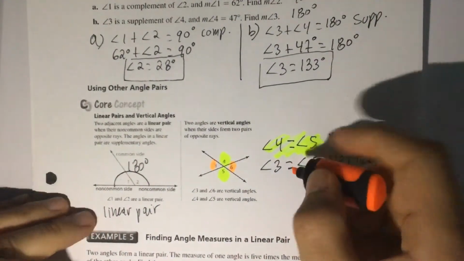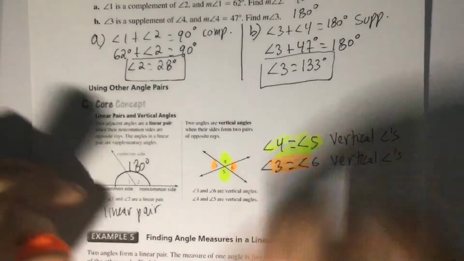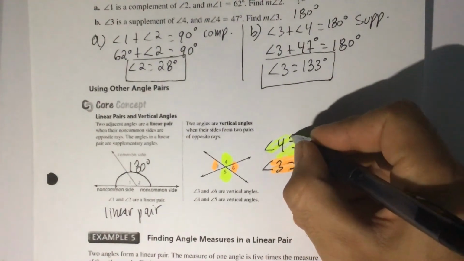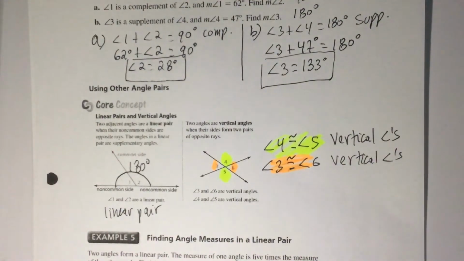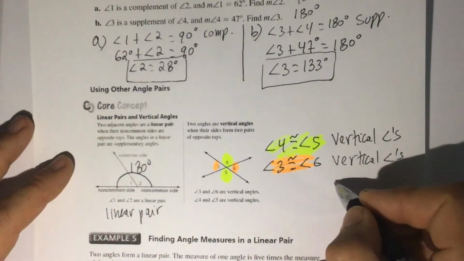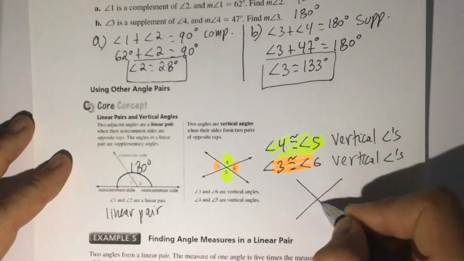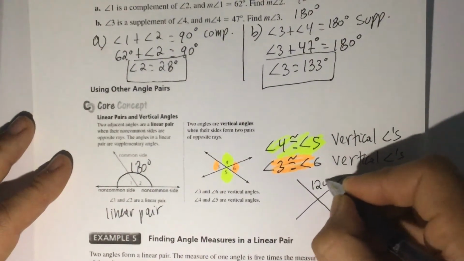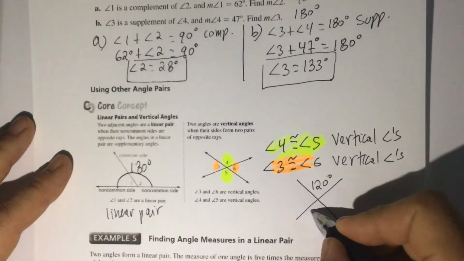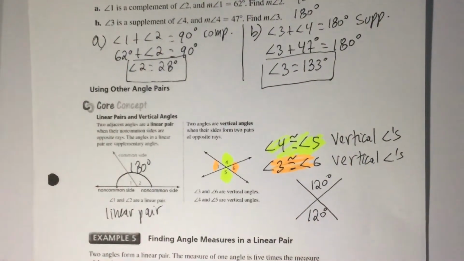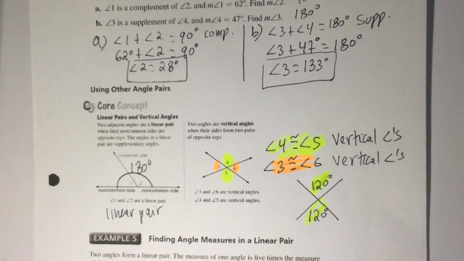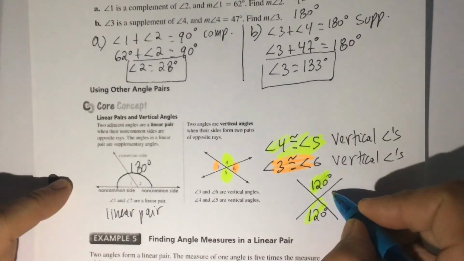So again, when you cross two lines, the opposite angles are vertical and they are also equal to each other, or congruent to each other. Okay, instead of using equal, we can use the word congruent. For example, if I cross these two lines here, if this is, I don't know, 120 degrees, guess what? This one is also 120 degrees. And this angle over here is going to be 60 degrees.